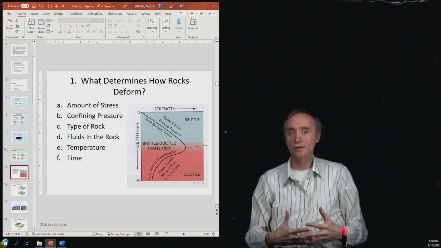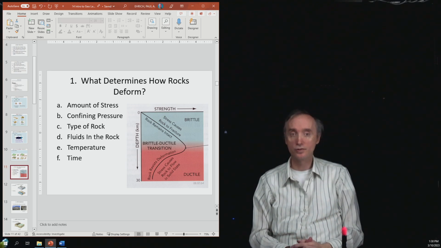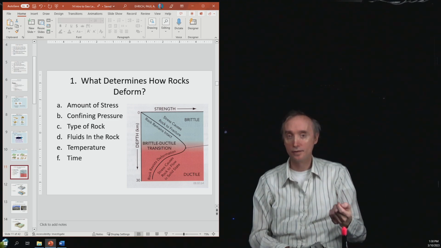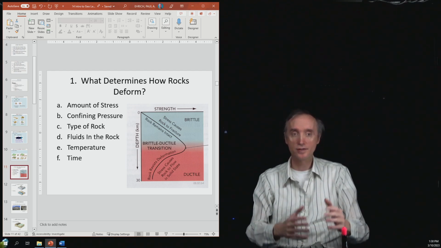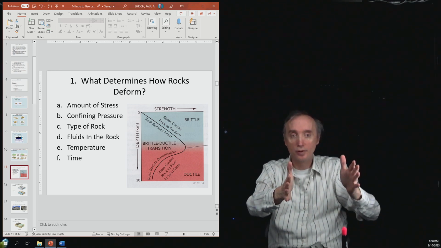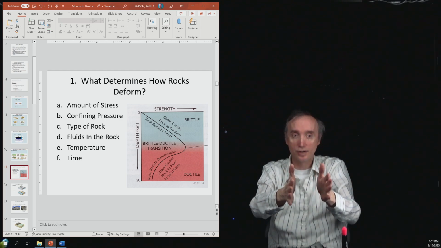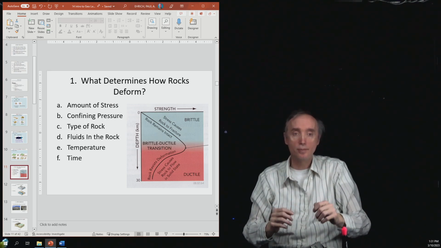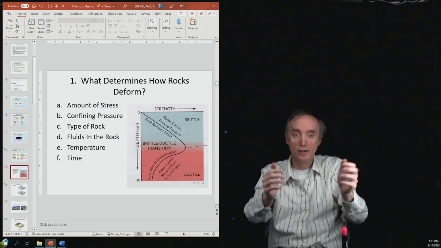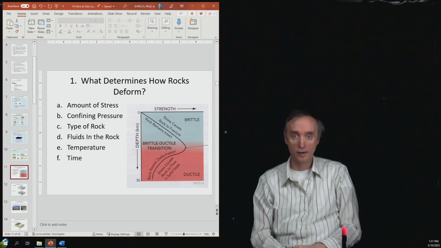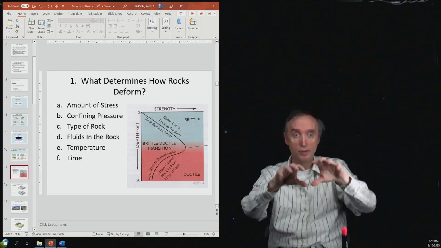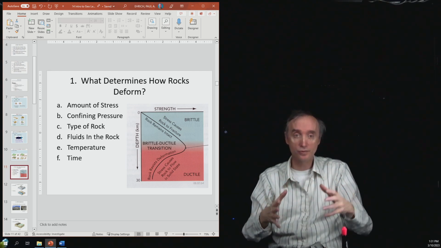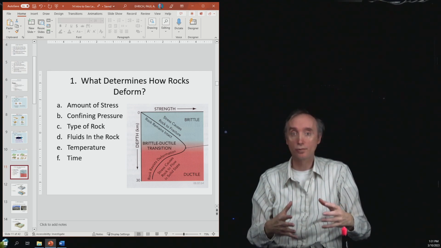All right, so what are the things that are going to determine whether or not it's going to do one of those three things? One is the amount of stress that you apply to the rock. Let's say that you've got a rock and you apply a stress to it, but not too much stress. Well, you might be able to squeeze the rock, and then when you stop applying the stress, it just pops back out into its original shape. But if you apply too much stress, then it's either going to bend plastically and not return to its original shape, or it's going to rupture.